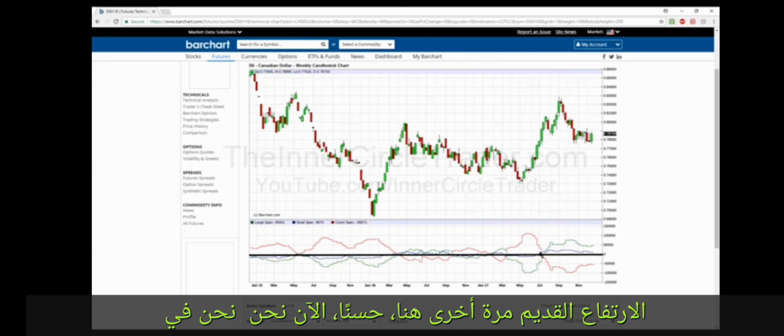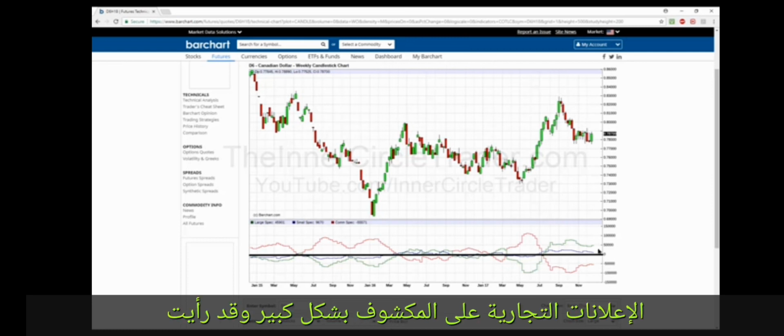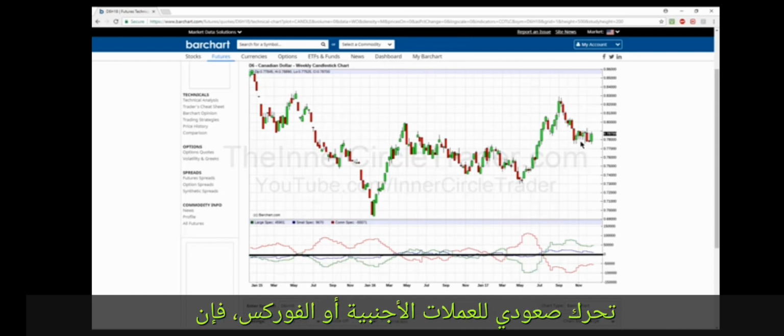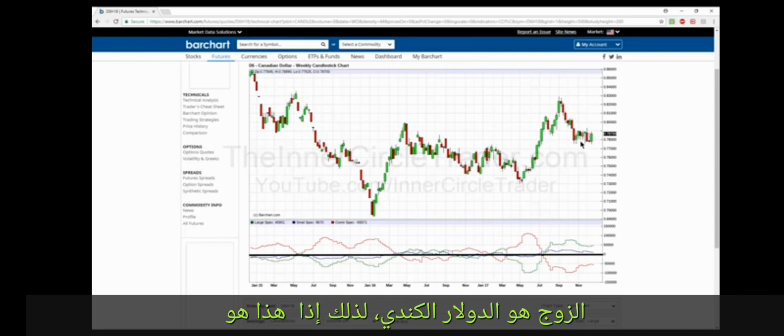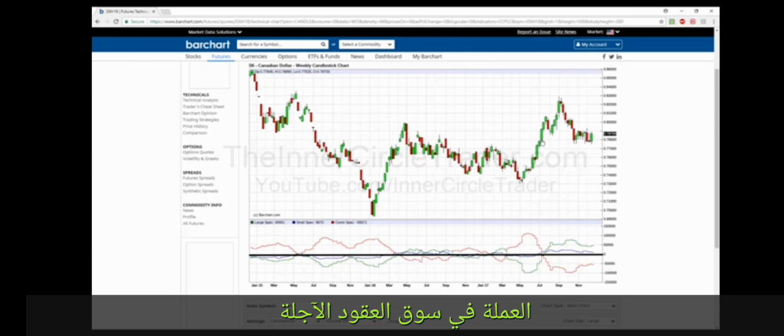Okay, so now we're in an area where we're heavily net short by the commercials, and you've seen a nice big drop down in the Canadian dollar as a result, which is a bullish move for foreign exchange, or forex. The pair is the dollar CAD. So if this is the futures contract, this is what we're looking at. If this is bearish, it's going to be bullish for the dollar CAD pair. If this currency in the futures market is bullish, it's going to be bearish in the dollar CAD pair.